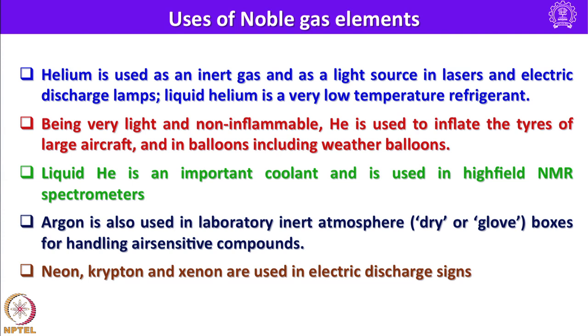Argon is also used in laboratory inert atmosphere boxes for handling air sensitive compounds, and neon, krypton and xenon are used in electric discharge signs. So with this, let me come to the conclusion.